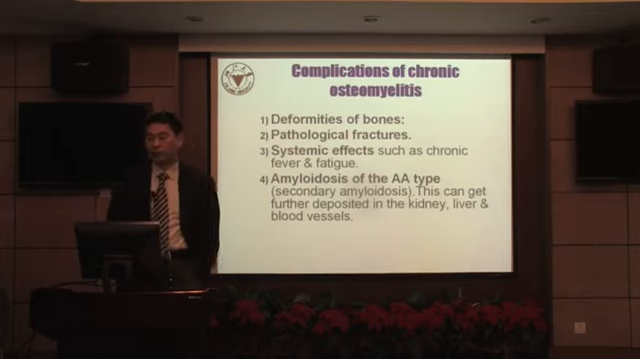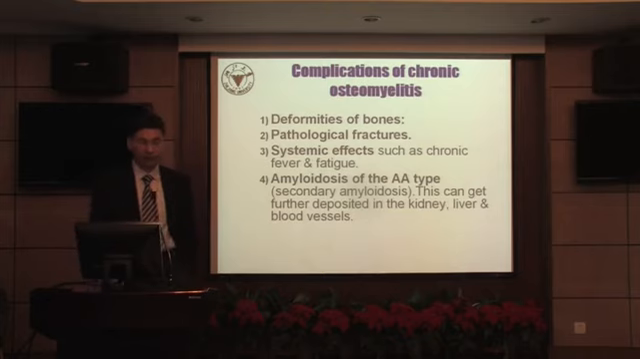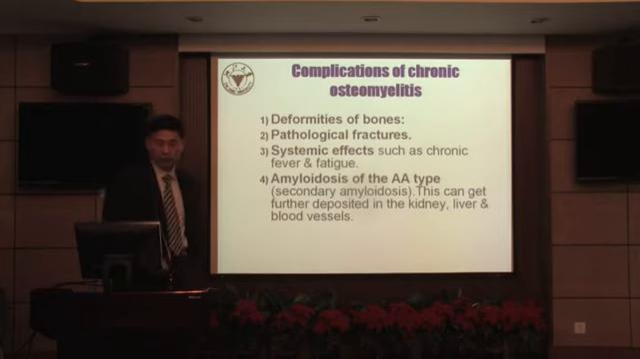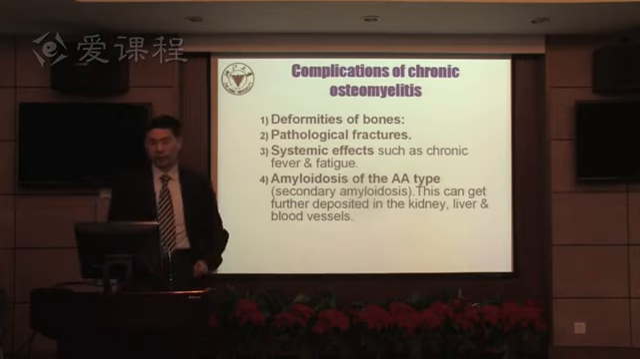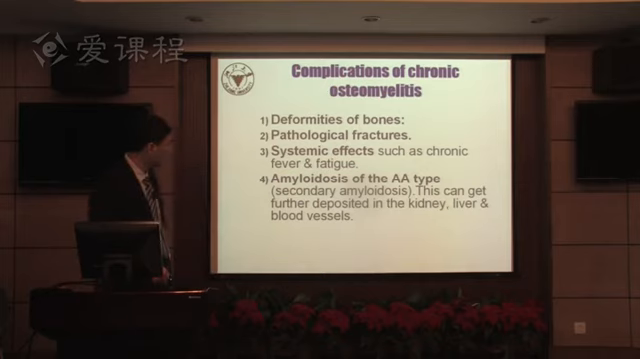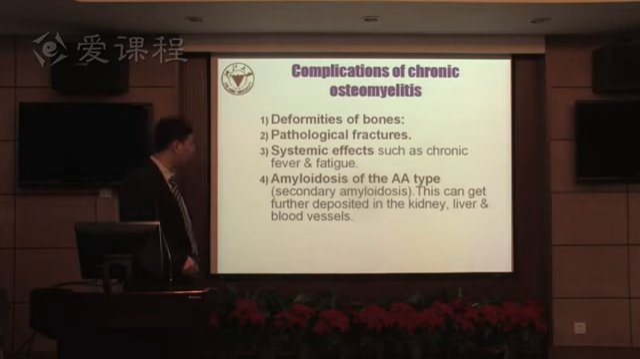The complications of chronic osteomyelitis. The first is deformities of the bones, which are always the first complication. The second one is pathological fractures, and the third one is systemic effects such as chronic fever or fatigue. And the fourth one, also very important, is amyloidosis of the AA type, which means secondary amyloidosis. This can further deposit in the kidney, liver and blood vessels.